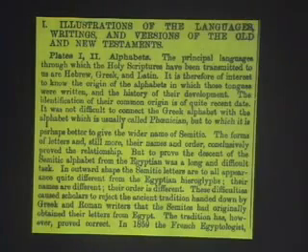Now, it's going to deal with the languages of the Old Testament. Illustrations of the languages and writings and versions of the Old and New Testament. Now, this is what it says. The principal languages through which the Holy Scriptures have been transmitted to us are Hebrew, Greek, and Latin. It is therefore of interest to know the origins of the alphabets in which those tongues were written and the history of their development.